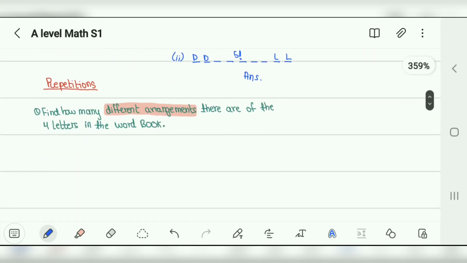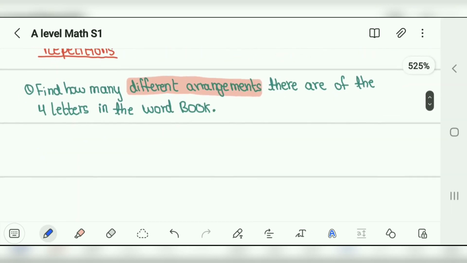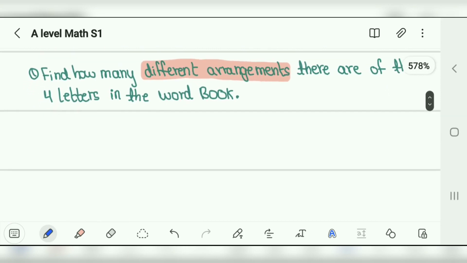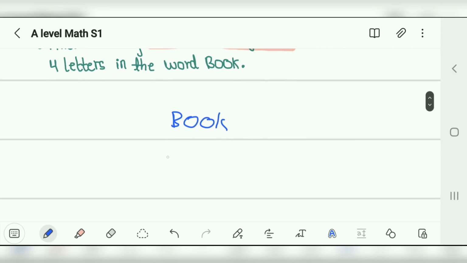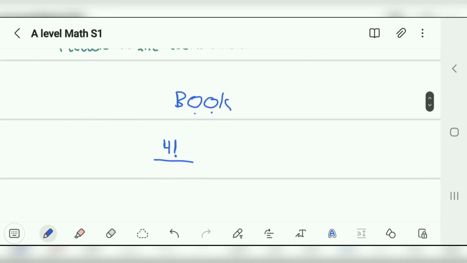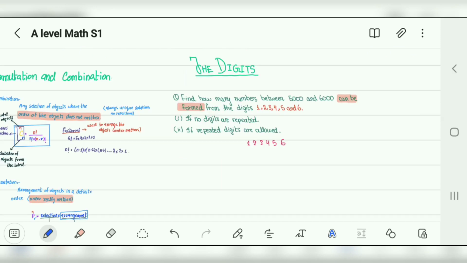Okay, moving to another question. Find how many different arrangements there are of the 4 letters in the word book. Okay, book. Need to make different arrangements, so 4 factorial, since there are 4 letters, and since there's repetition, double O, so I'm going to do upon 2 factorial. This is the answer.